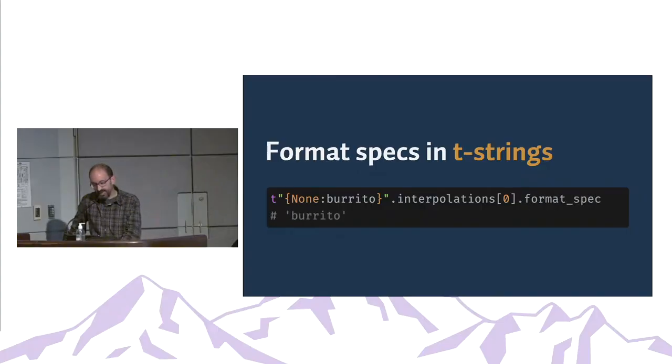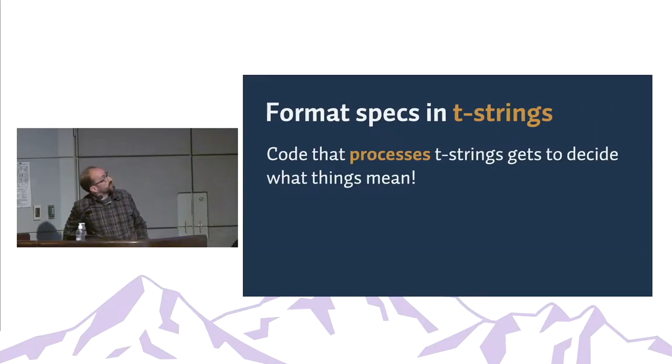So why do we want that? Well, this is actually an intentional design decision. And that's that code that processes t-strings gets to decide what things mean, what the format spec and what the conversion mean. With f-strings, the format built-in is called automatically. With t-strings, it's not.